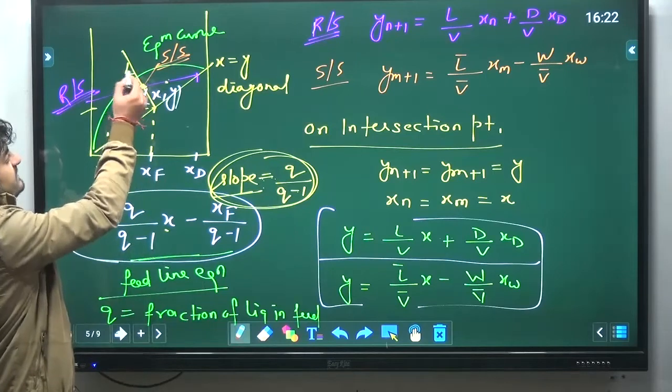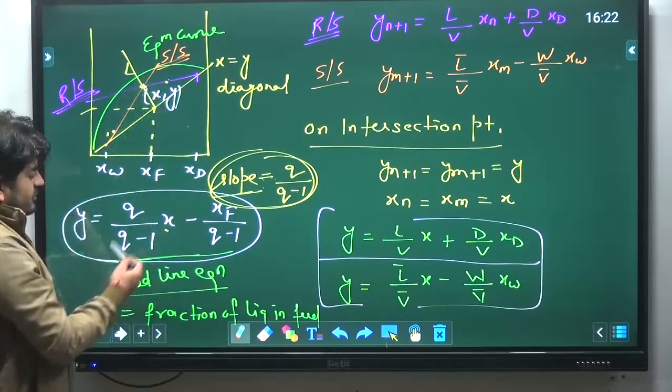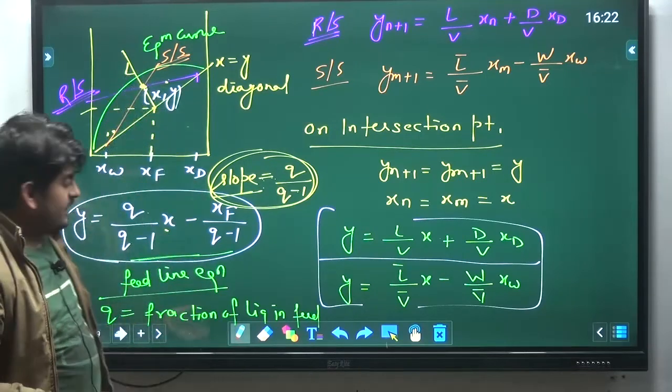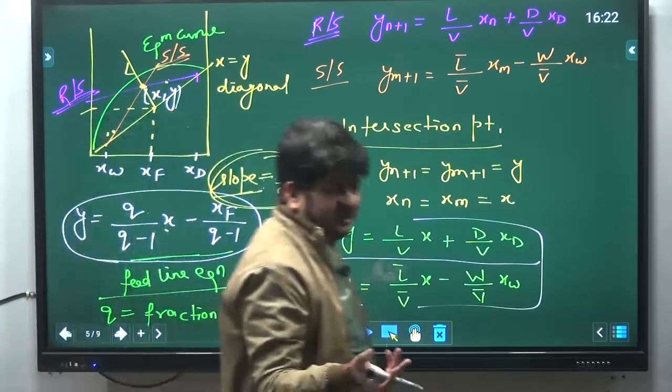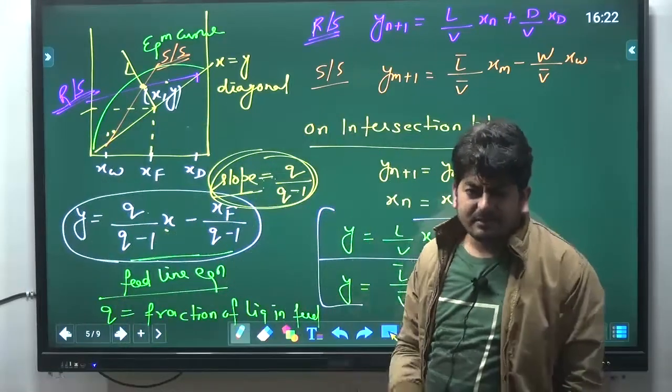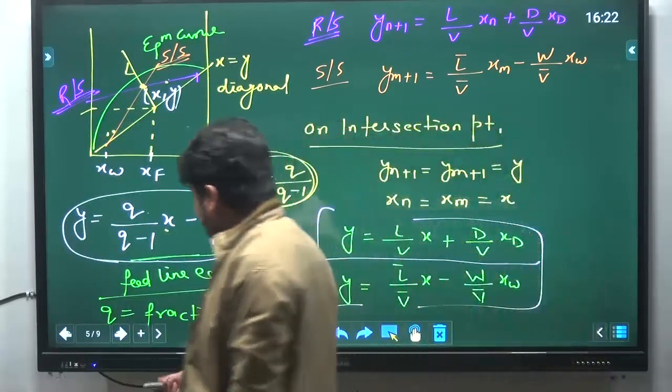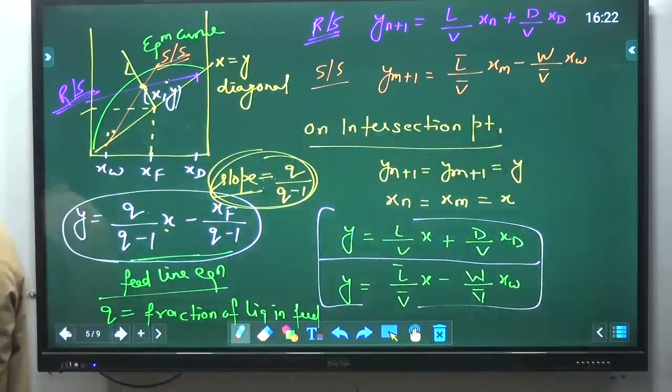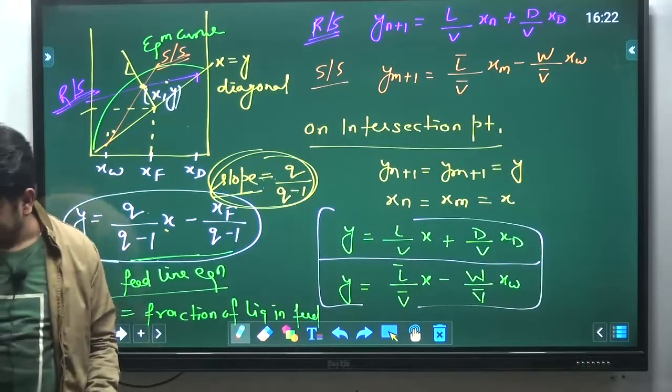And the slope of this feed line is q upon q minus 1. Okay, what is q? In simple words, we can say q represents the fraction of liquid in the feed. Okay, I hope this part is clear to all of you guys.